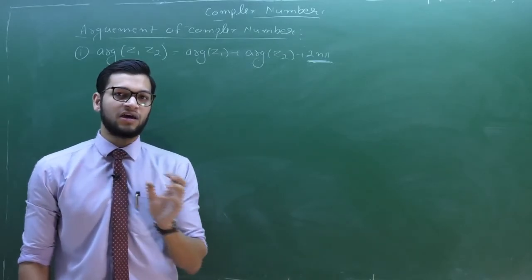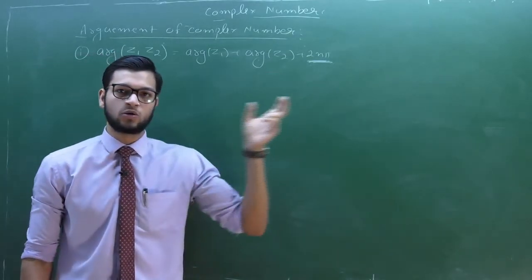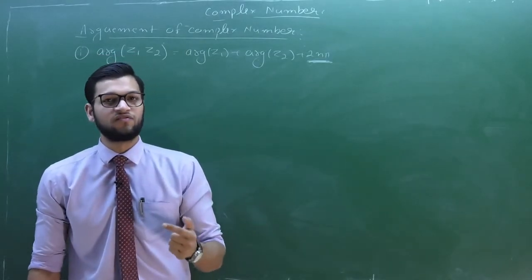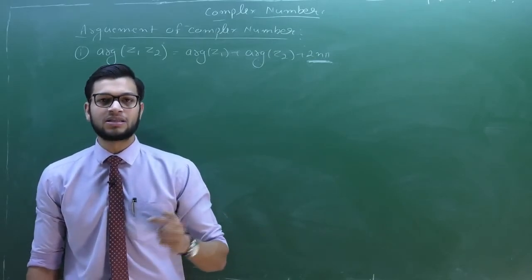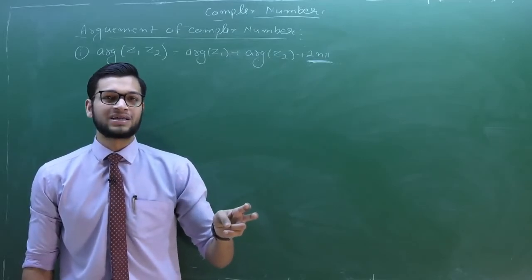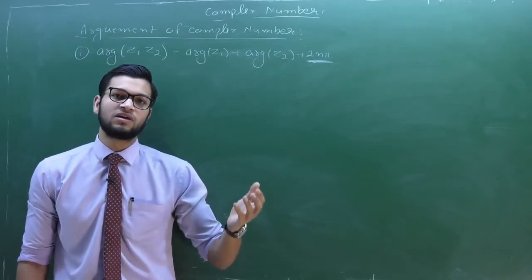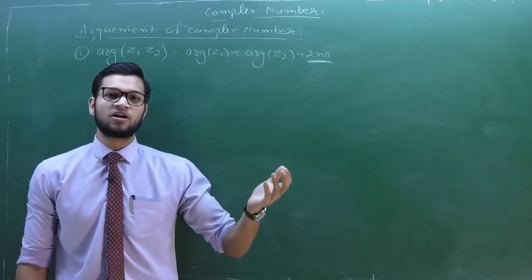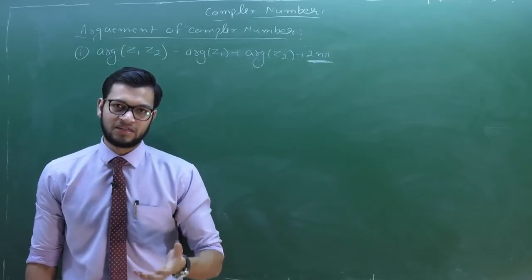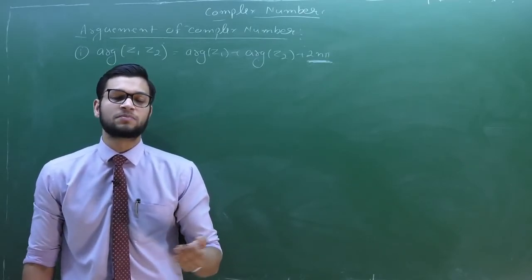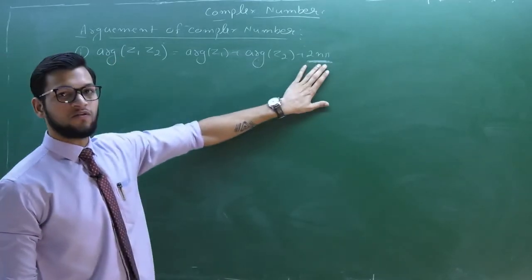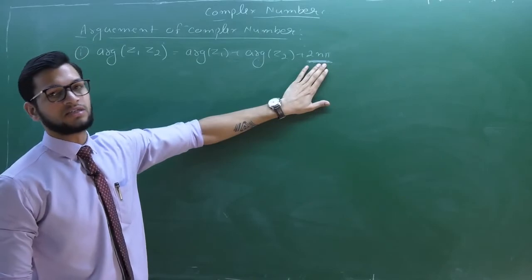For example, if the argument of z1 plus the argument of z2 is 5 pi by 2, then 5 pi by 2 is a general argument, but if we just want the principal argument, then it will be 5 pi by 2 minus 2 pi. Or if we have 7 pi by 2, then we subtract an even multiple of pi according to the value, so we subtract 4 pi, and so on. So this 2 pi is for the principal argument, or we can say general argument.